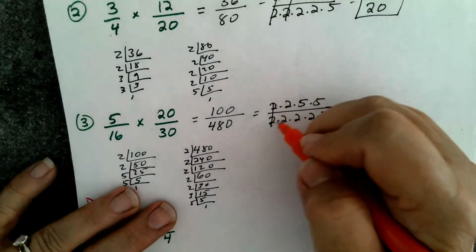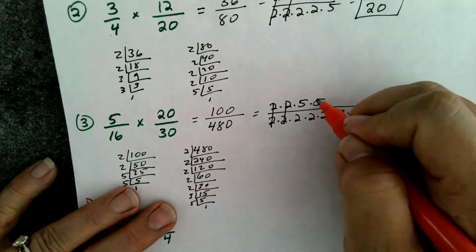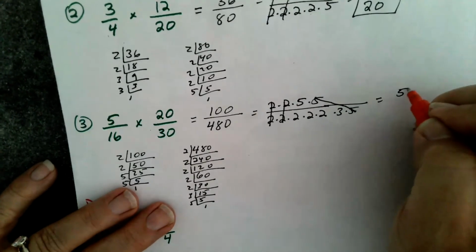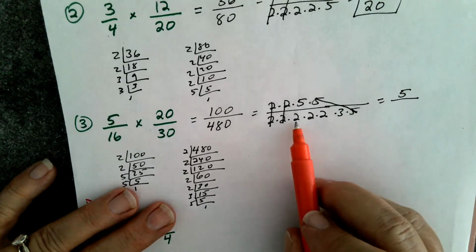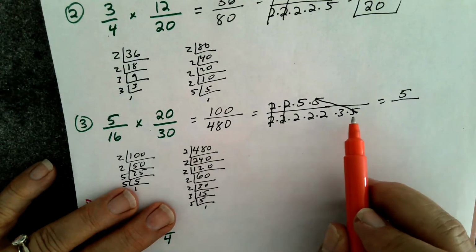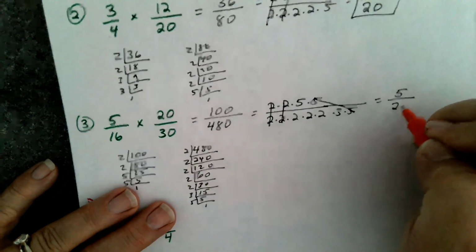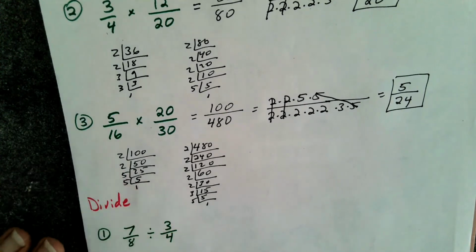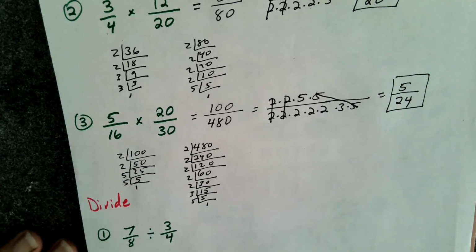So I can cancel 2, 2, and a 5. So left in my numerator is 5. In my denominator, I have 2 times 2, which is 4, times 2, which is 8, times 3, which is 24. Hopefully by the end of this, you're really getting good at remembering your multiples and your factors.